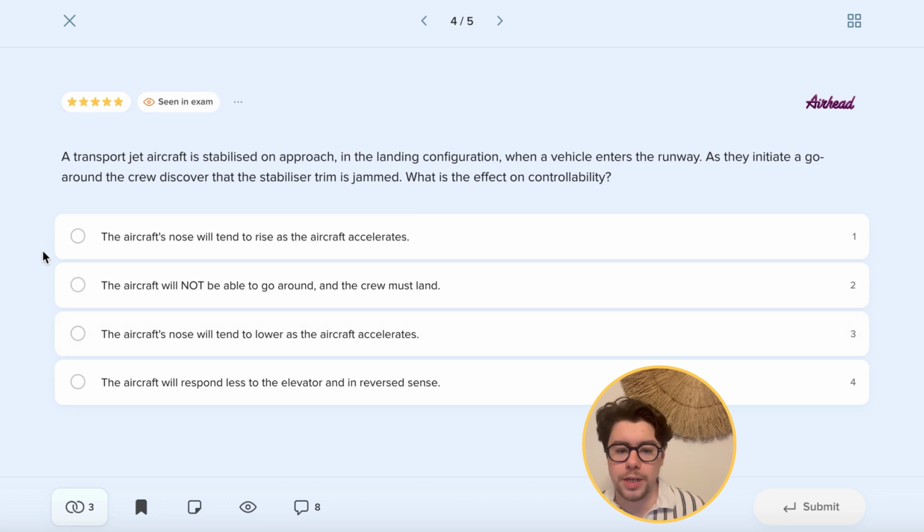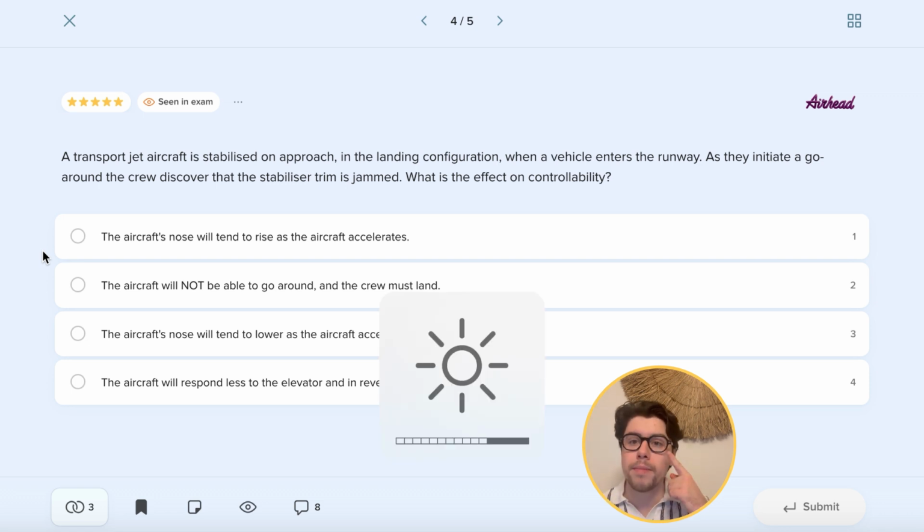And now for question number 4. A transport jet is stabilized on approach in the landing configuration when a vehicle enters the runway. As they initiate a go-around, the crew discover that the stabilizer trim is jammed. What is the effect on controllability?